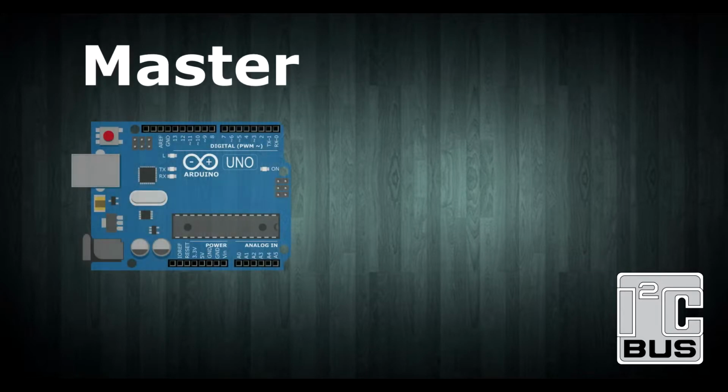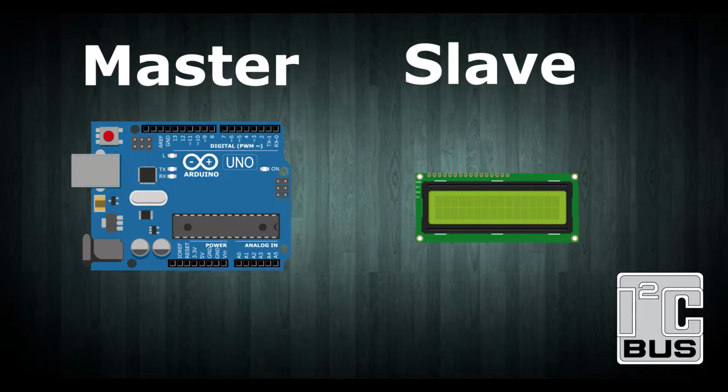Communication with I2C is also based on the master and slave relationship. For example, while our Arduino board is a master, our LCD screen is a slave, and we control the slave through the master. In addition, each device used in the I2C protocol has its own address.